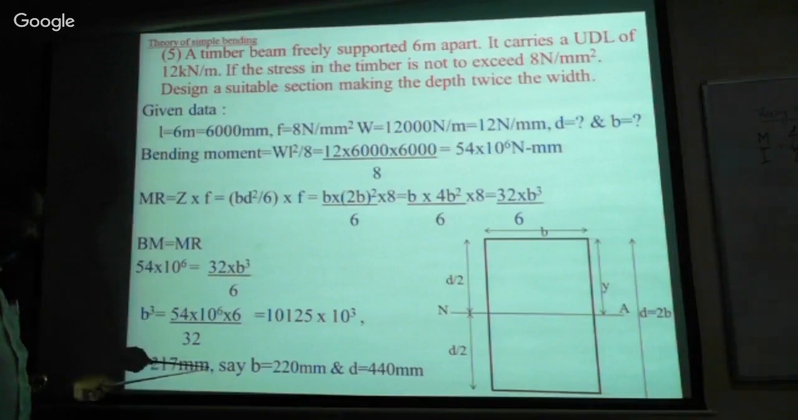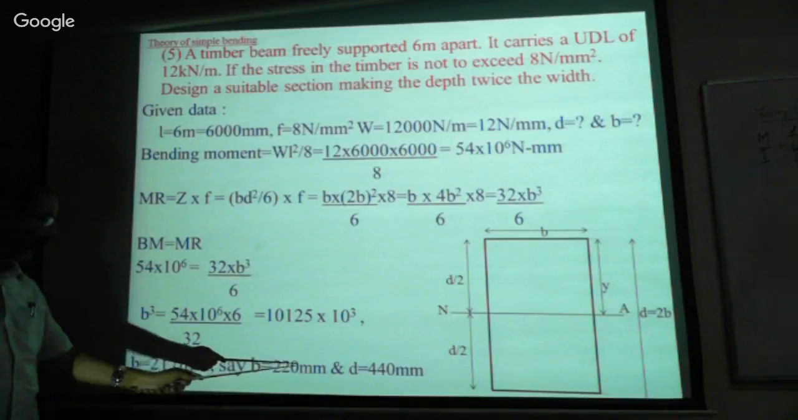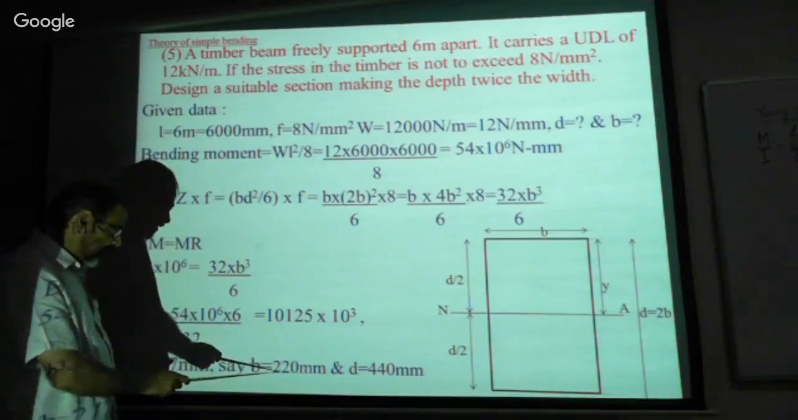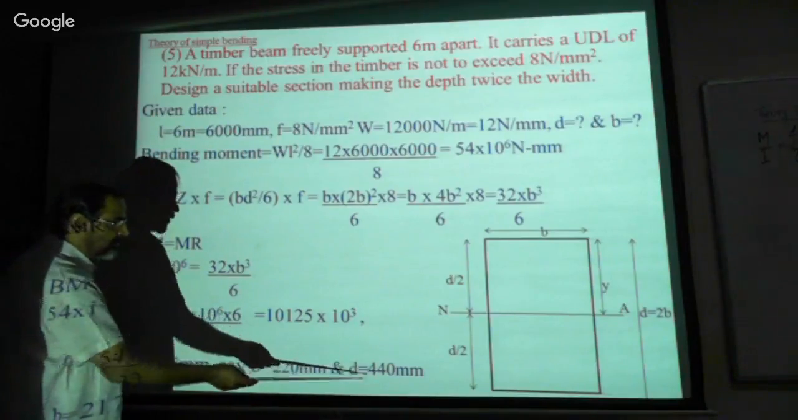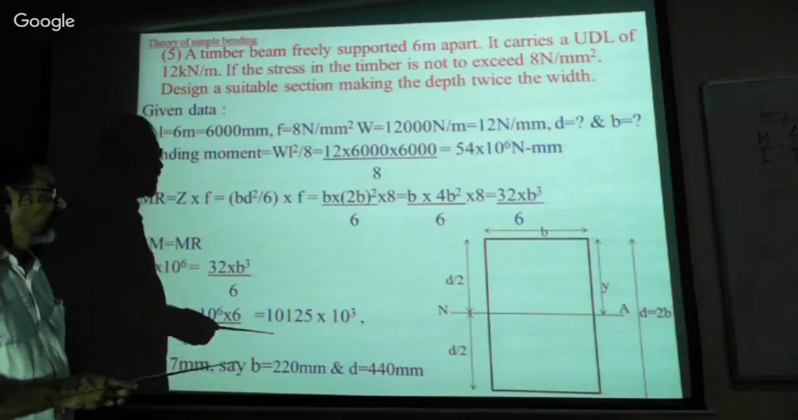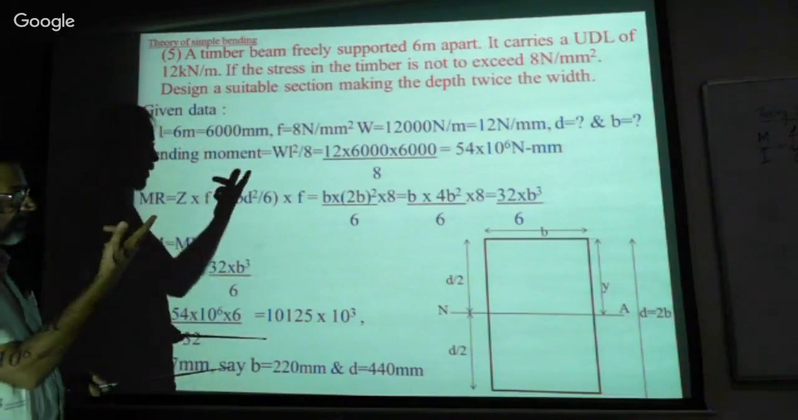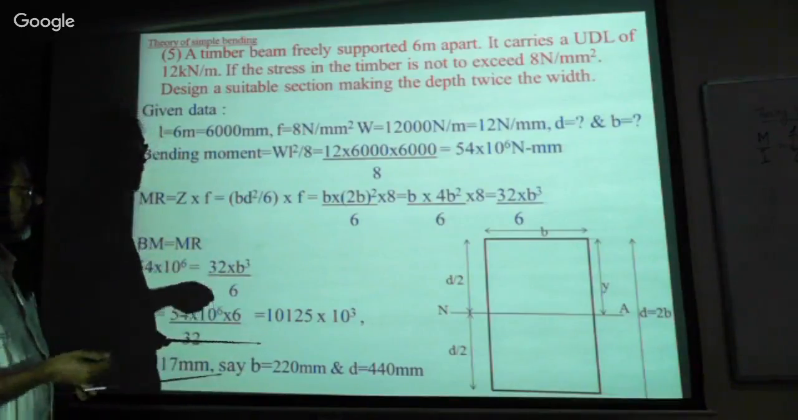Now we say that B is equal to 220 millimeter, and the depth, that is 2B, multiplied by 2, we will get 440 millimeter. This is a very simple problem. Now we can solve this. Now a few problems I will solve on the board. You just go through that. Now I will do it.